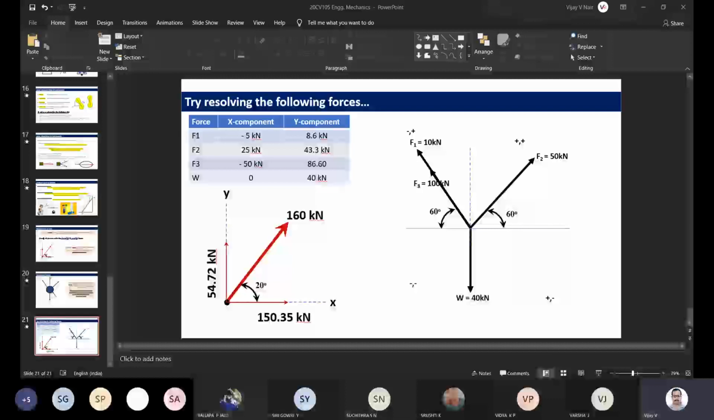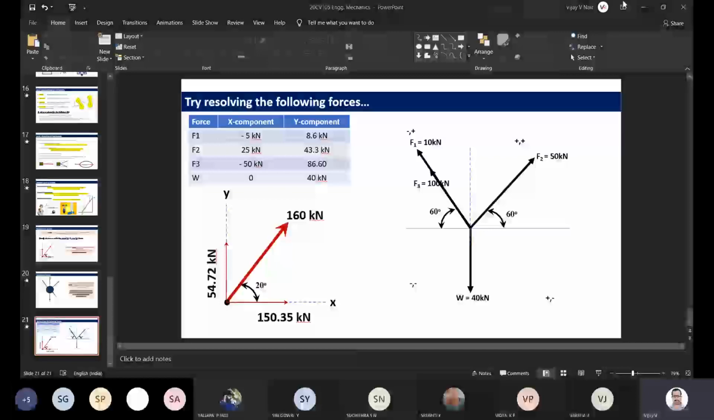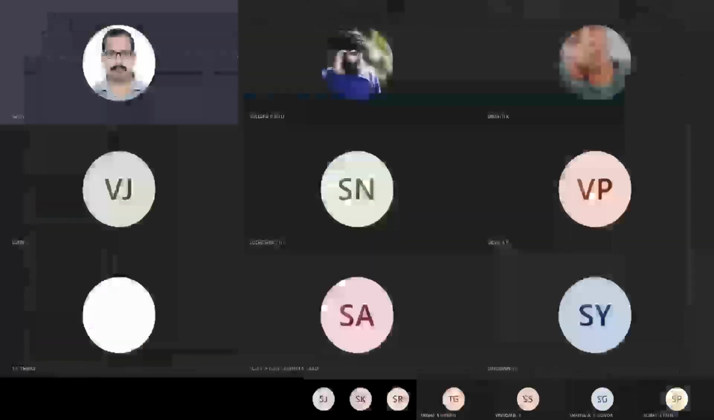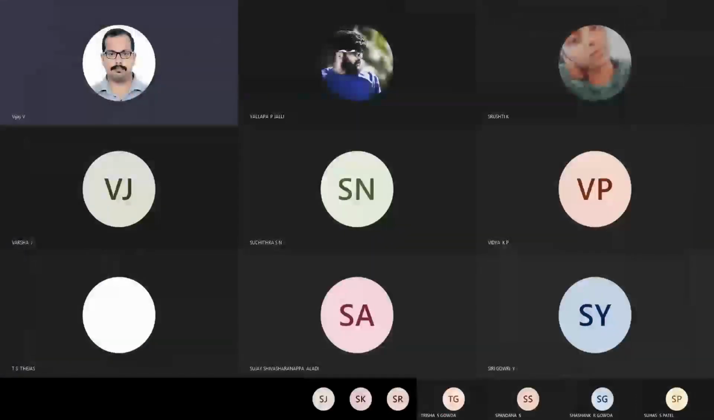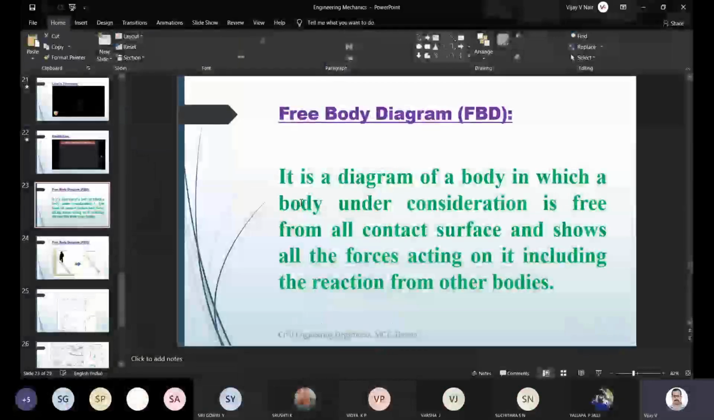Before moving to the next class, I just want to introduce one more topic, that is generation of free body diagrams. I'll just share the screen with you now. Just tell me if you can see the screen. Do you have the visualization of my slide?